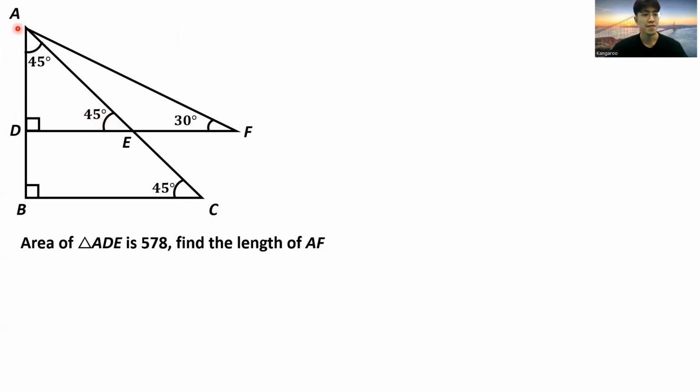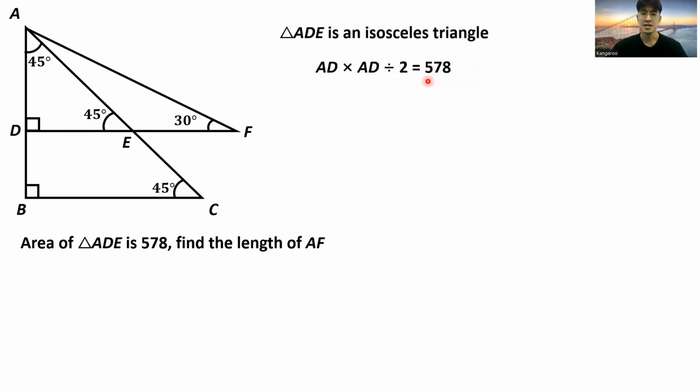And we do know that this area is 578. From that, we can easily find that the sides AD and DE, which are the same, is just 34 centimeters. Now, what is the next step? We're just one step away from finding the final answer. The length of AF is just 2 times this value, which is 68.